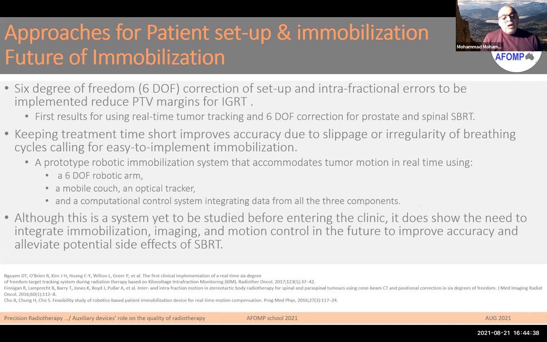With the introduction of six degrees of freedom in rotational and translational movement, changing the location of the PTV through IGRT would be much easier. This comes from the couch: six degrees of freedom, pitch, roll and yaw, and translational movement of the couch, all controlled by robotic arms. It can easily be done, and the machine and computational system can control the position even intrafraction.